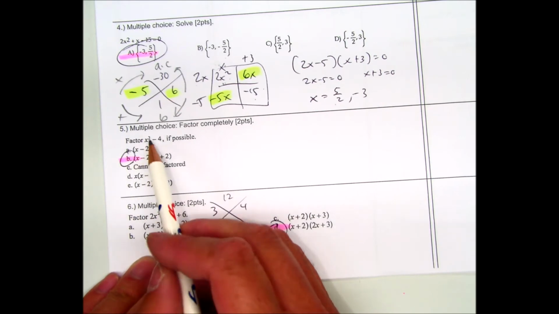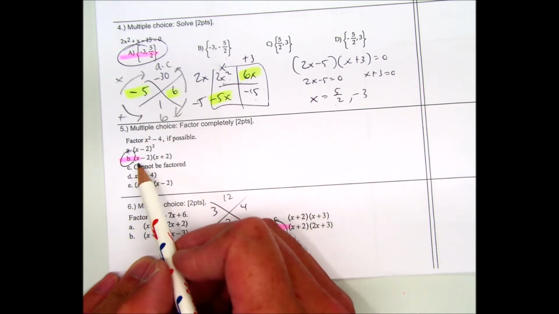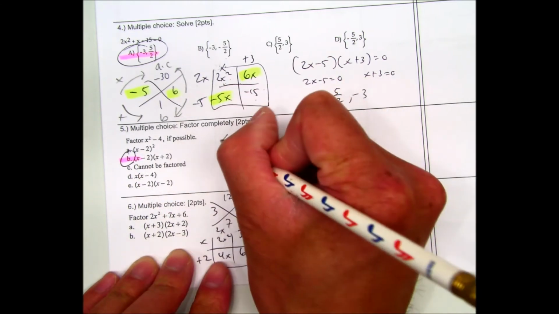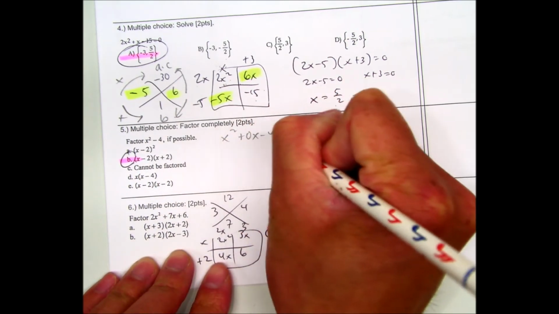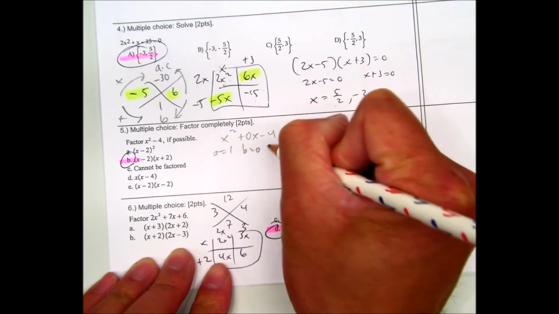Question number 5, multiple choice. Factor completely. I have x squared plus 0x minus 4. So your a value is 1, b value is 0, and c value is negative 4.